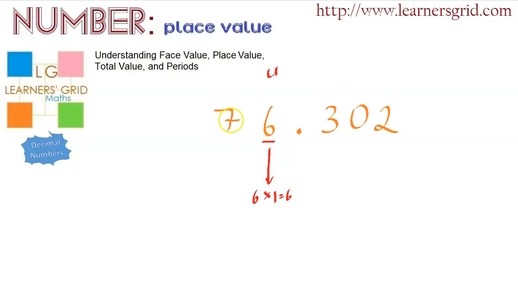Now let's have a look at this digit here, the 7. That's in the tens place value. And what that means is that the face value is 7. The place value is 10, and so its total value is 70. So that's what that 7 means. It means 70. Now we have the decimal point right here.